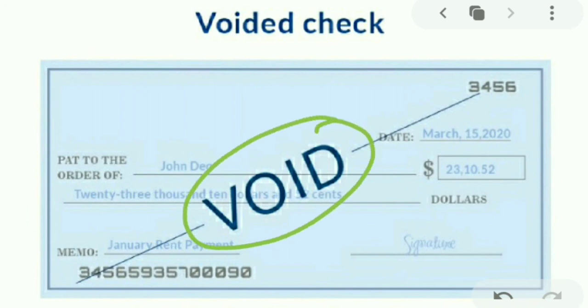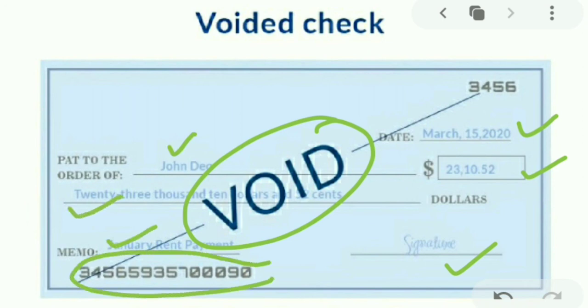though it is fully filled up. Here is the date, here is the amount, the signature, the order of amount and the memo, and this is the number which is not covered up.